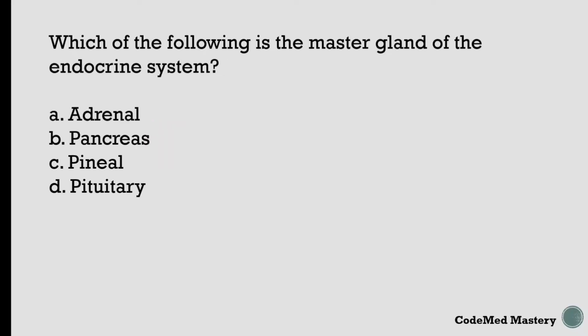Next question. Which of the following is the master gland of the endocrine system? The right answer is option D pituitary gland.